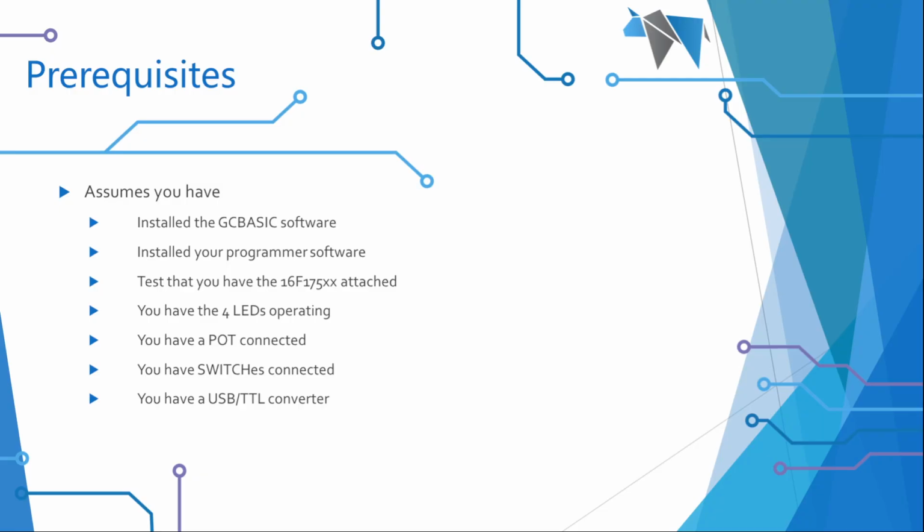So I'm assuming you've done all these things. You've got the software installed, you've got your programmer working to a 175. I don't care what programmer you use. I do really. Just buy PICkit Plus. You've got some LEDs operating, a potentiometer and a switch. But for this, you need to have your USB TTL converter working. We covered that in a previous tutorial.